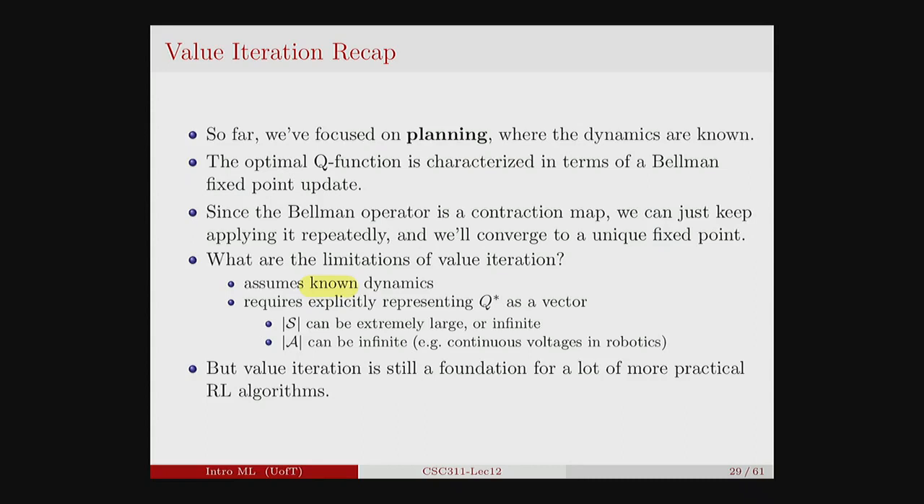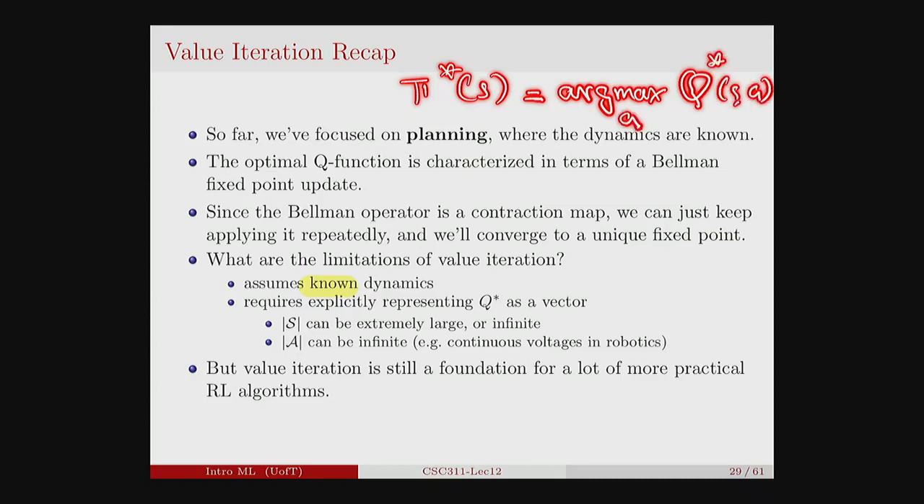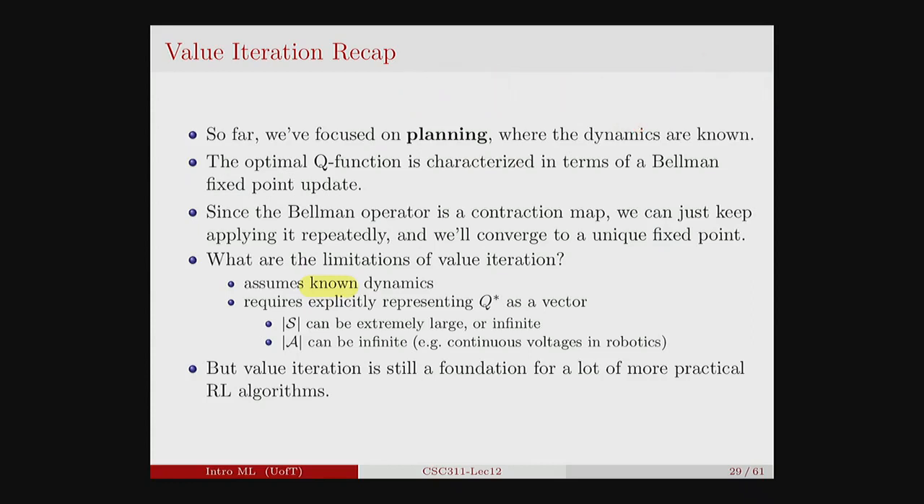And at that point, you're done, because you can write down pi star of S for any state S as the argmax over A of Q star of S comma A. And that's how you get your optimal policy. So once you've found the fixed point, you effectively have found the solution to your planning problem. You know exactly how this agent should move in the maze.